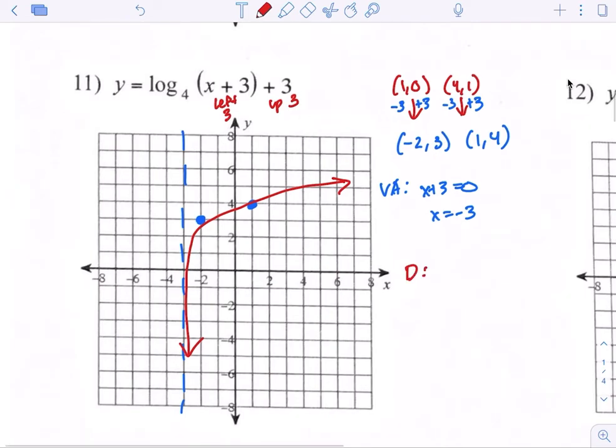Domain, how far left does this graph go? All the way till it stops right there. So approaches -3 from the right hand side all the way to infinity. Your range is negative infinity to infinity.